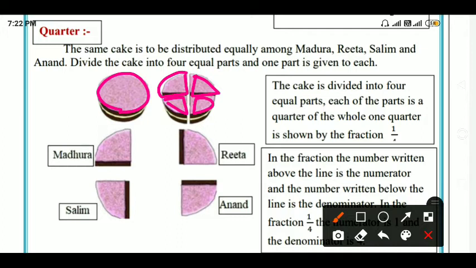The cake is divided into 4 equal parts. Each part is a quarter. This is the quarter of this cake. Each part is a quarter of the whole. One quarter is shown by the fraction 1/4. This part of the cake is shown like 1/4.